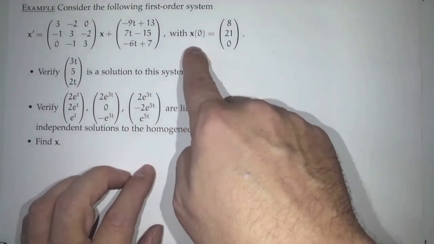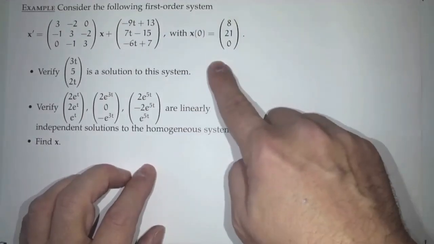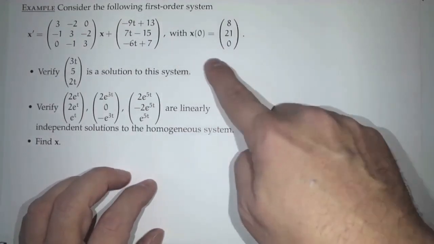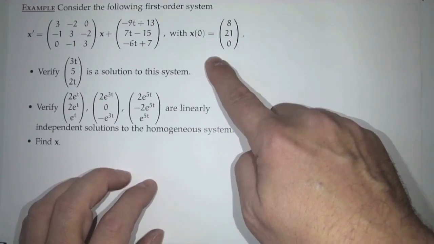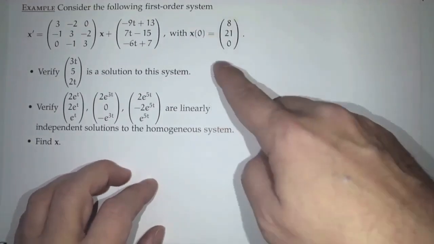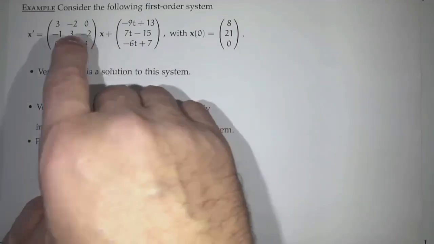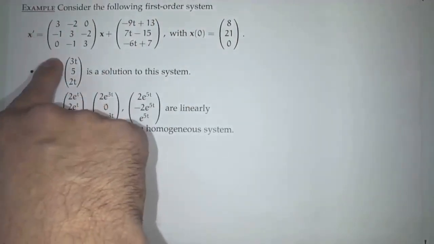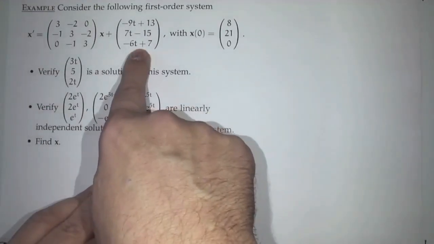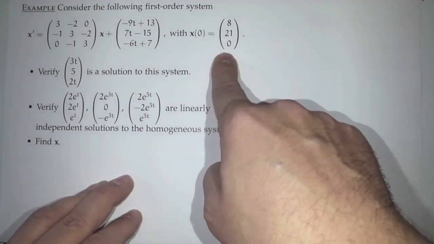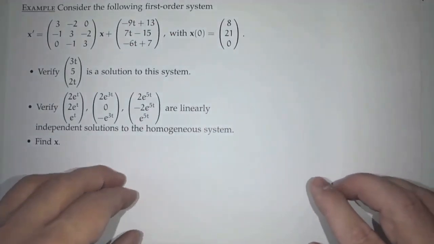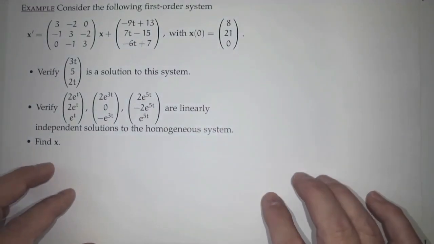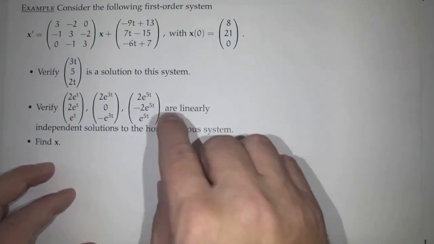We also have this piece that says x at 0 equals something. What does that say about our problem now? Initial conditions, or we call it an initial value problem. So it's a first order system with 3 equations, which is non-homogeneous and is an initial value problem. Wow. If we can do this, we can do this.